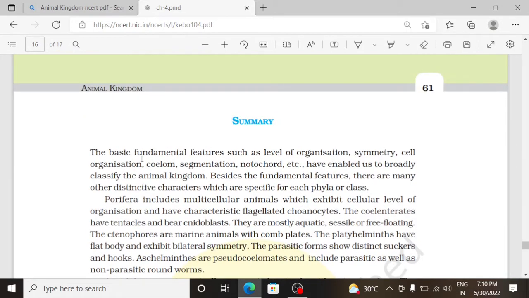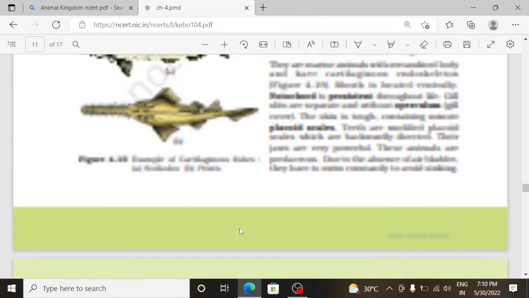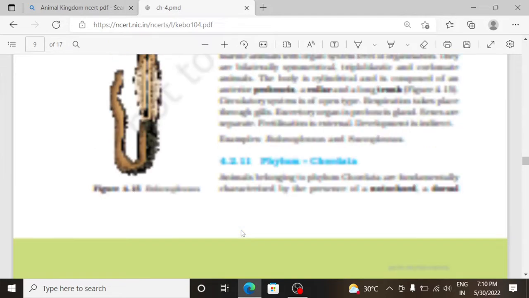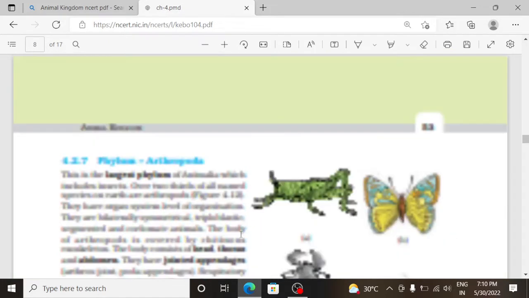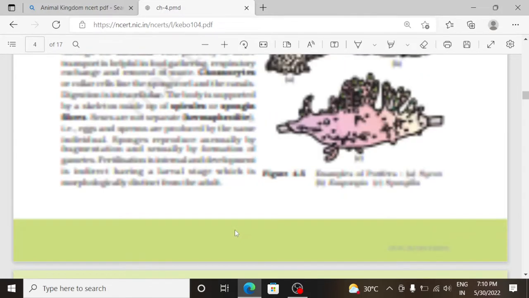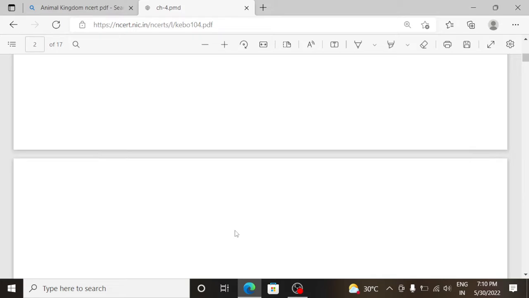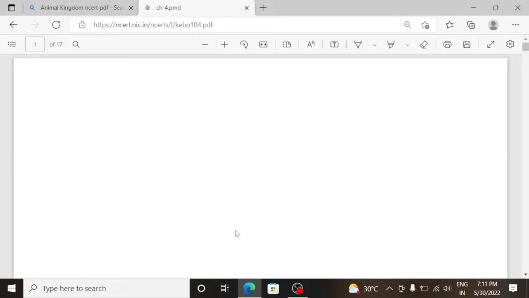So we have come to the end of the chapter, and now we will discuss the diagrams of the lesson. This was a very interesting lesson with many new names, and I was very excited to learn all the new things. So let us see the diagrams of this lesson. Okay, where is the first page?